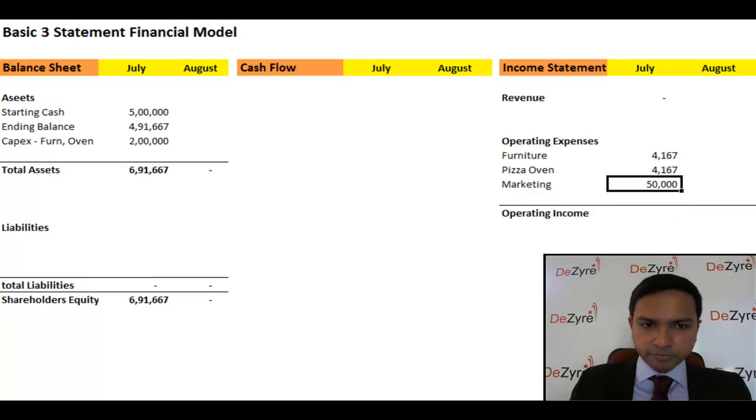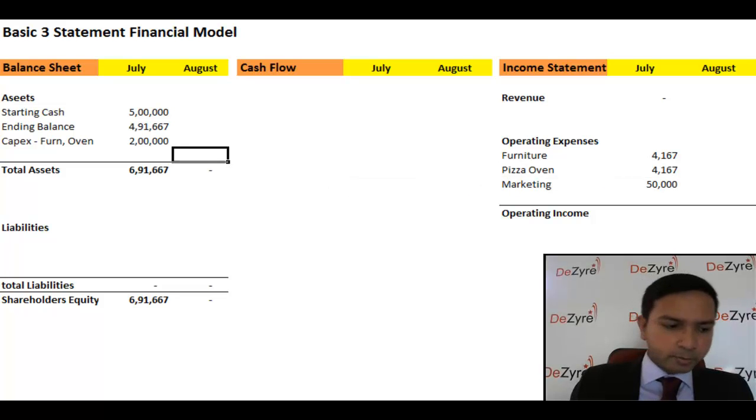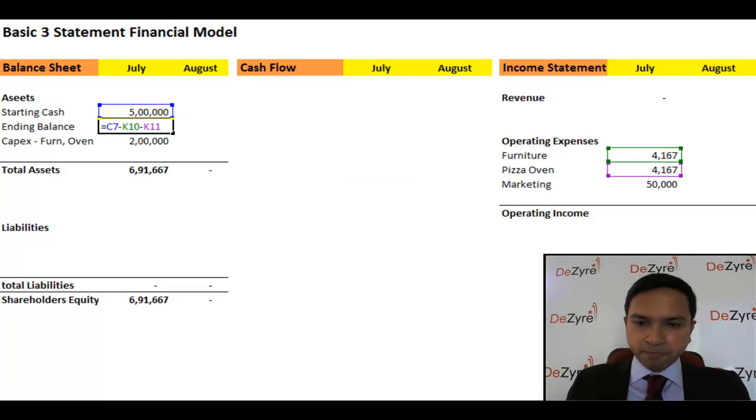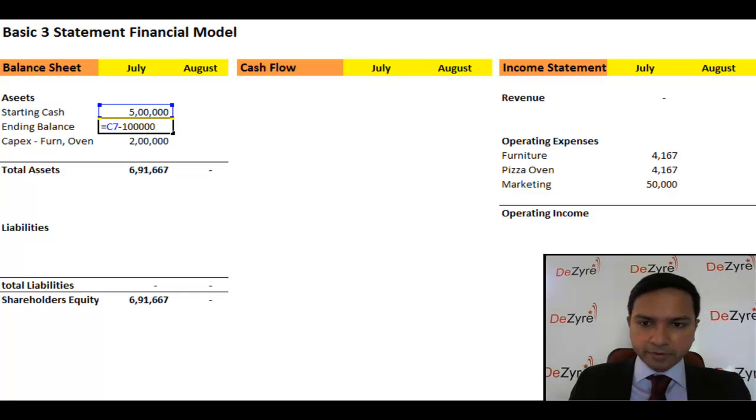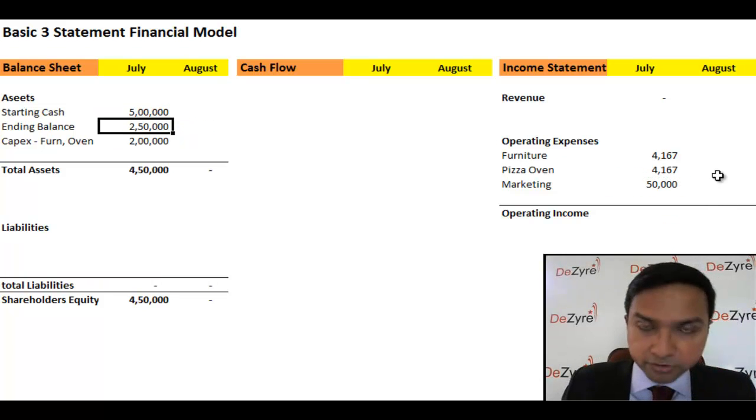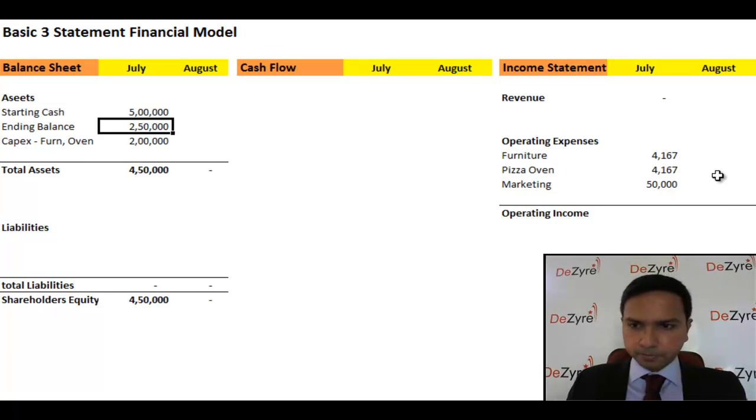Okay, so now that 50,000 rupees, what is going to happen? That 50,000 rupees is going to come out of this ending cash balance. So the cash balance started with 5 lakhs. From there you subtracted, let's just subtract 1 lakh for the furniture. You subtract another 1 lakh for the pizza oven, because you spent that much money, even though you're depreciating only 4,000 rupees, and then from there you subtract the marketing cost, which is not depreciated, it's an operating expense for that month. You subtract all that, and that's how much your cash is left. 2,50,000 rupees is your cash balance.